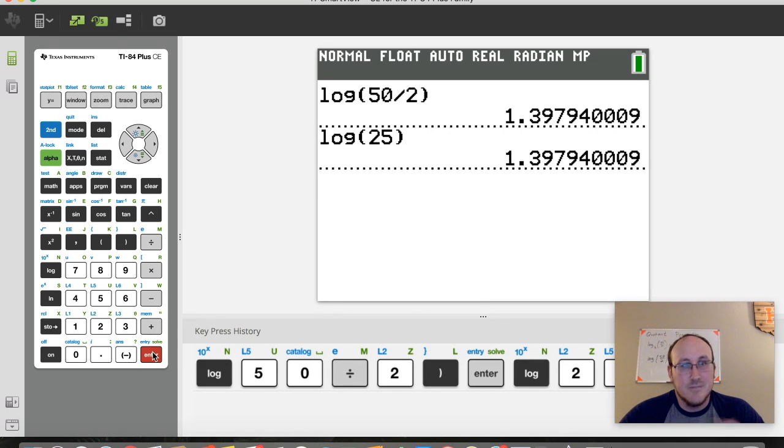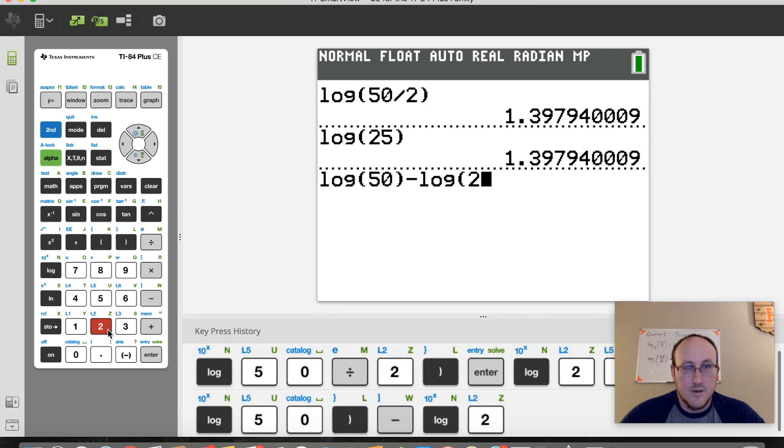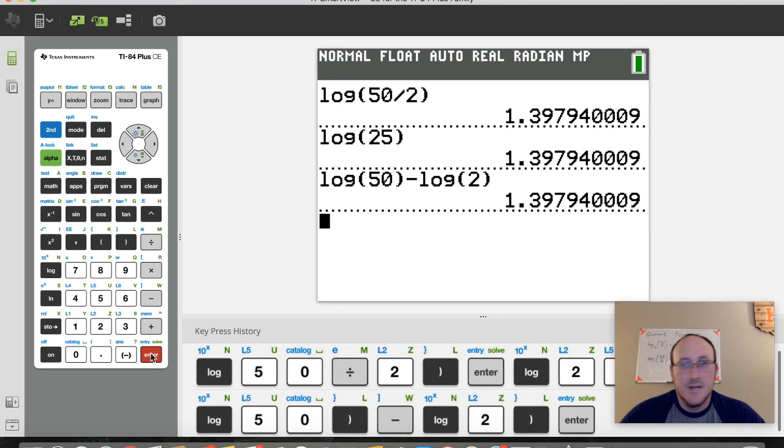So I want to, on the board a second ago, I said that this should be equal to log of 50 minus the log of 2. So that's expanding that into the two separate logarithms as that property would say. And I'm going to show you that this is in fact equivalent to the same thing there. So you can see the same decimal there, thus verifying that this property holds true for this specific example.